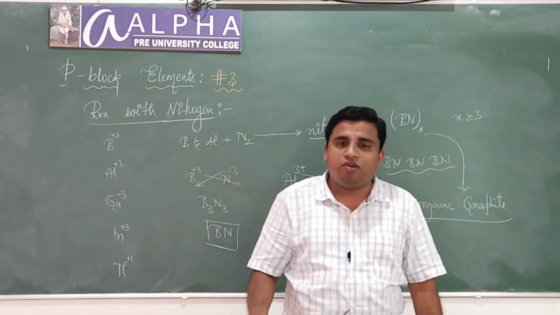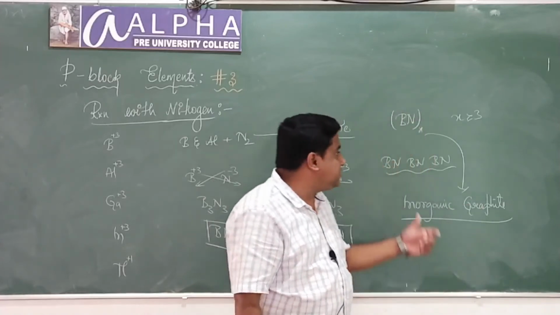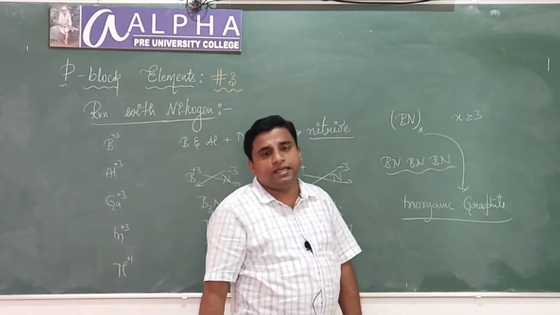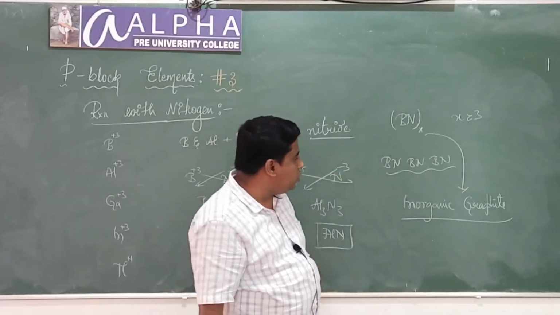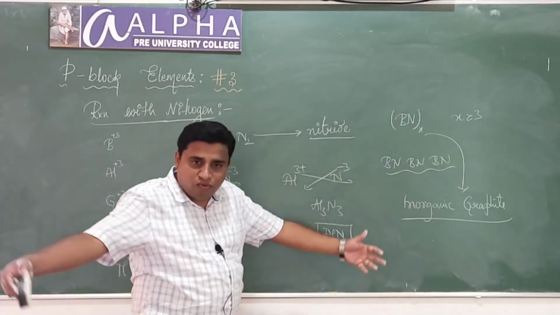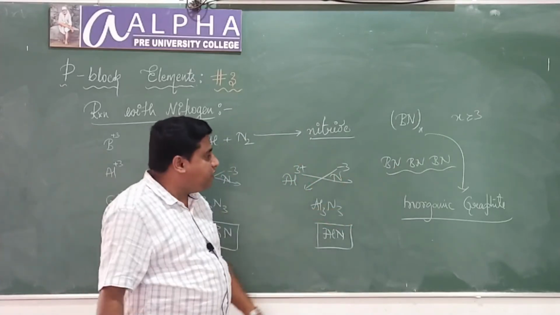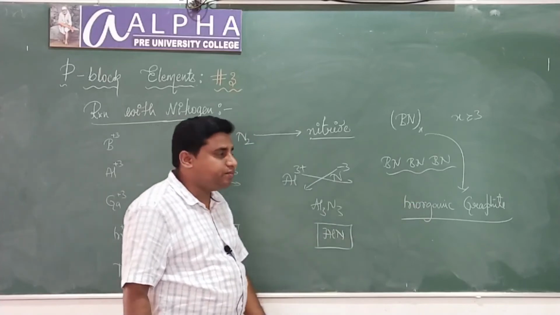What is the formula for inorganic graphite? It is BnX, where X is greater than or equal to 3. Understood? If all the boron nitride molecules come together, they form inorganic graphite.